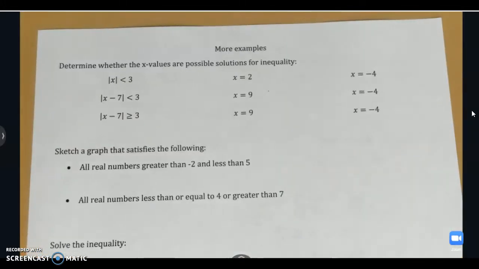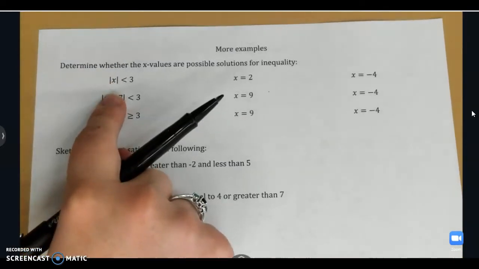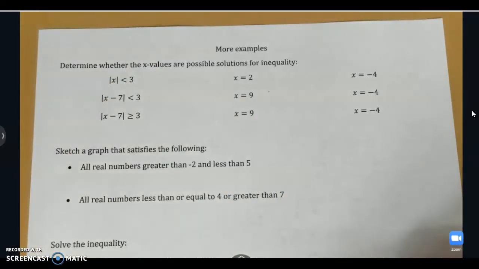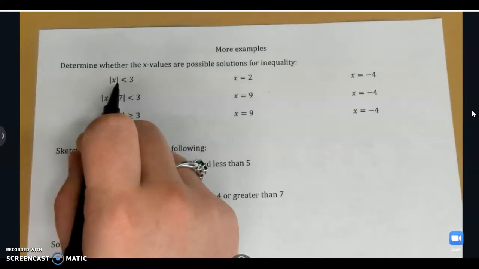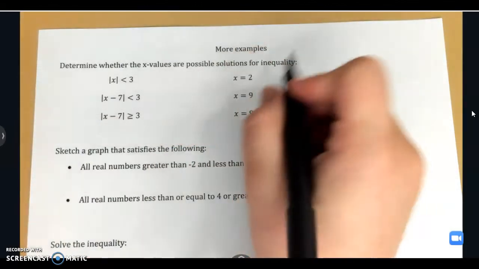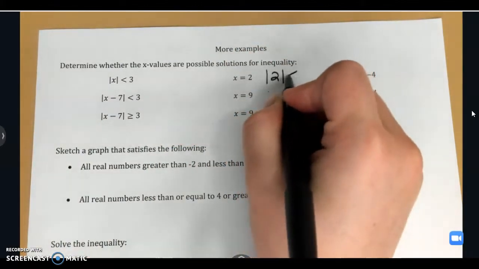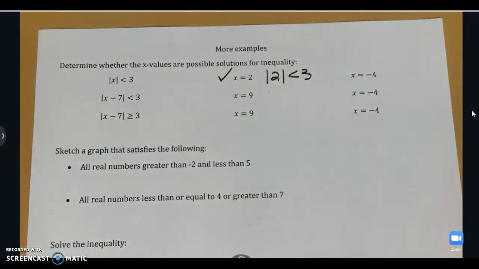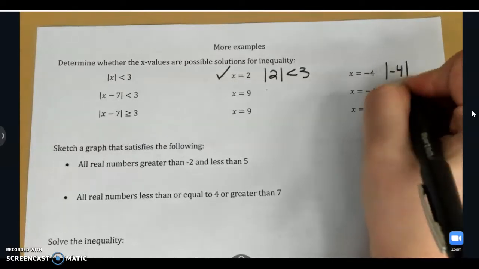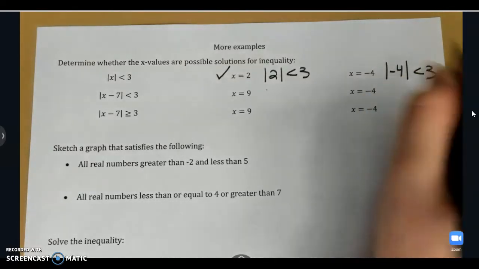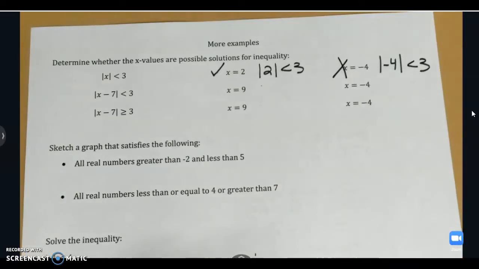On to the back side. We're determining if these values are solutions for the inequality. So starting with this first one, the absolute value of x is less than 3. Is 2 a possible solution? Is the absolute value of 2 less than 3? Yes, so that is a possible solution. X is -4. The absolute value of -4 is not less than 3, so that is not a solution.